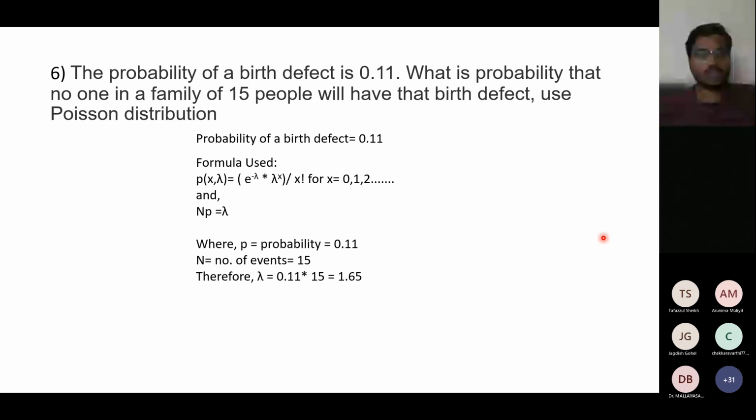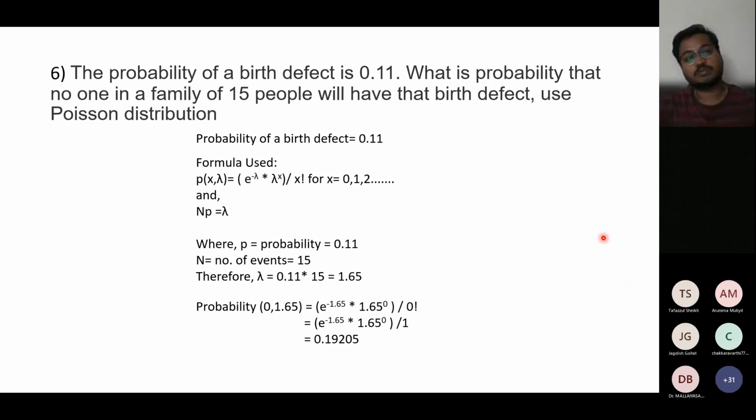And we know that lambda is calculated as n into p, where n is the number of events and p is the probability of an event happening. In this case, the event is the birth defect. N is the number of people in the family, which is 15. P is the probability of birth defect, which is 0.11. Therefore, multiplying n into p, we get a value of 1.65 for lambda. Now we need to calculate the probability that no one in the family will have the birth defect. So what is the probability that x equal to 0 given lambda is equal to 1.65? In place of lambda, we'll write 1.65. In place of x, we'll write 0. And we arrive at the value 0.19205. Is that clear?